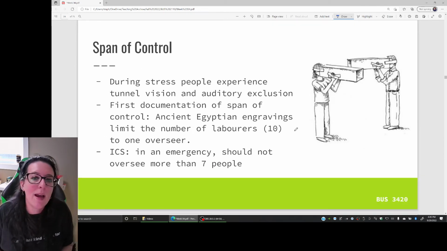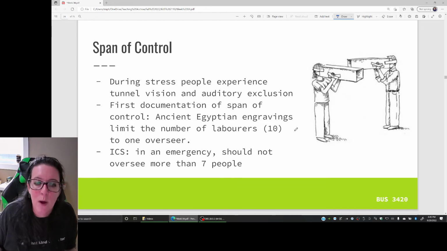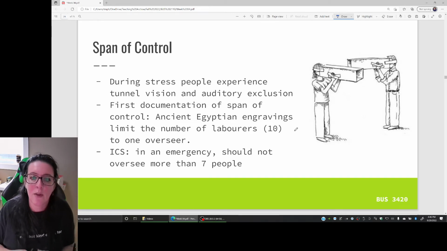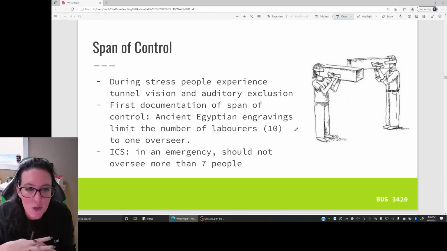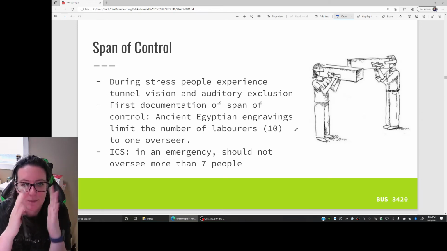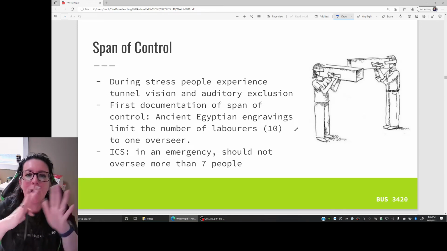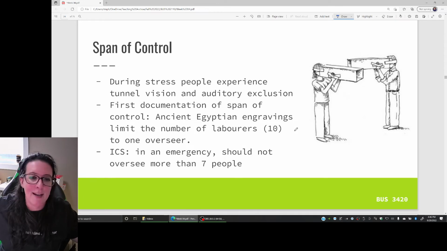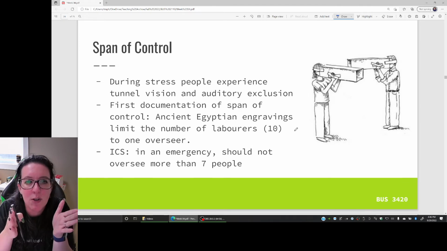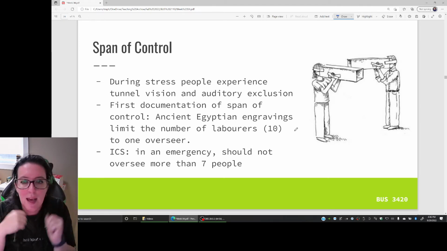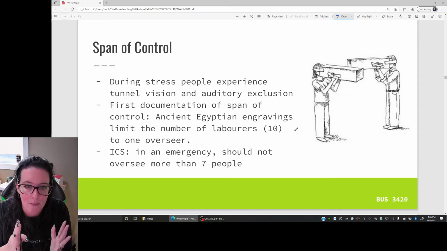Now, if we have an issue where we have high risk or where there's an emergency, then we need to recognize that in stressful conditions, that manager is going to have tunnel vision. So when you are stressed, you can't see the full 180 degrees. Your vision gets much more narrowed, and you have auditory exclusion. You don't hear everything that's happening around you. So if it is a stressful situation, you need a much smaller span.